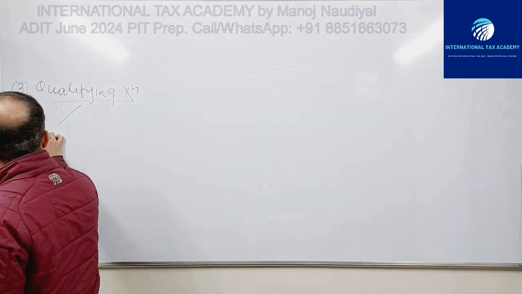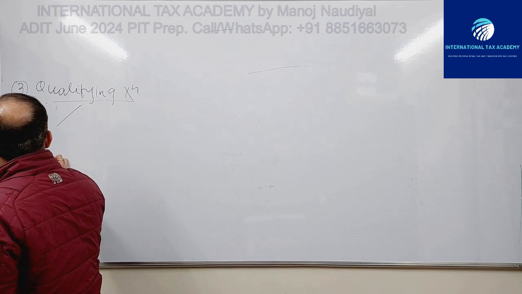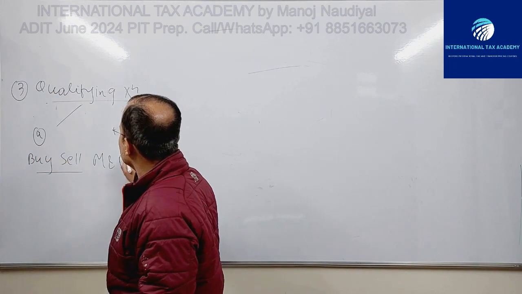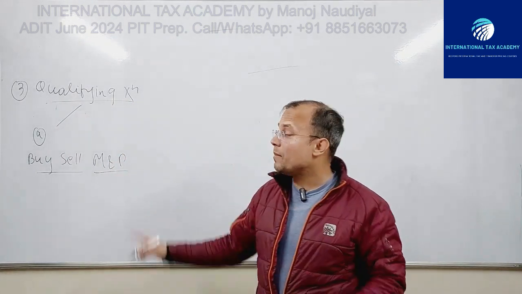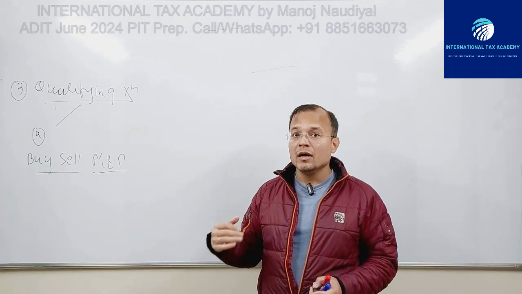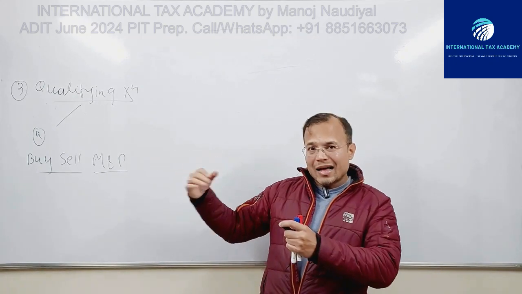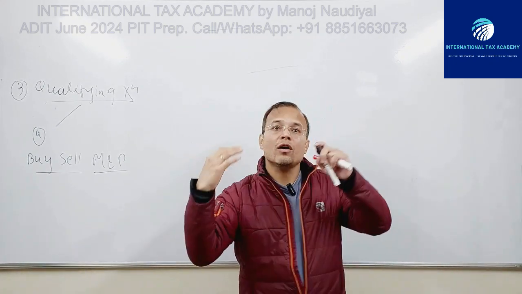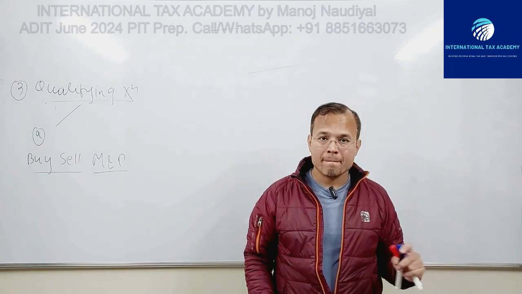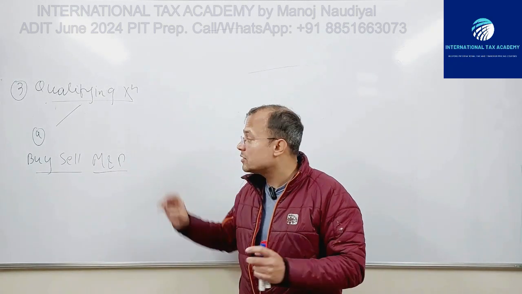The first category is buy sell marketing and distribution transactions, wherein the distributor buys from another associated entity for wholesale distribution to unrelated parties, right? Buy sell marketing and distribution activities.